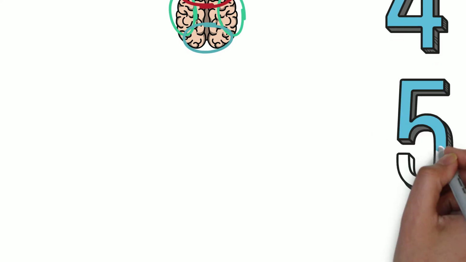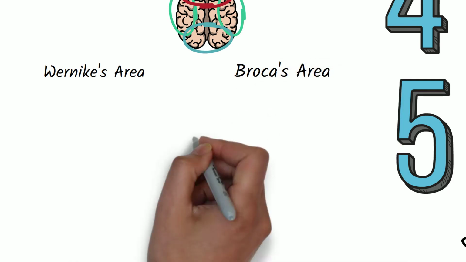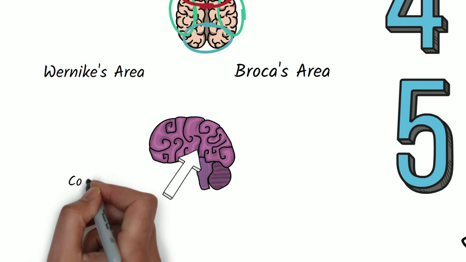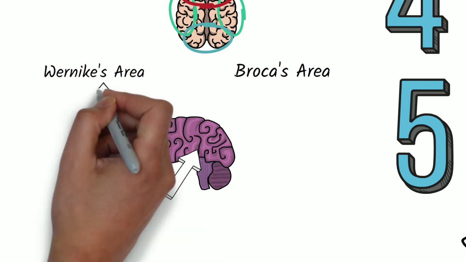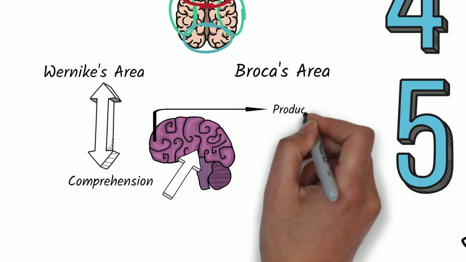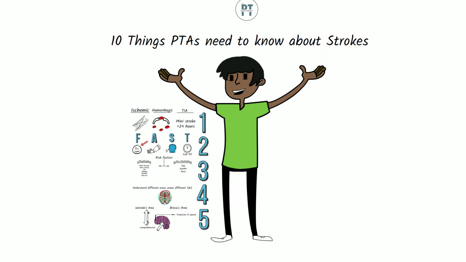Number 5 is breaking down Wernicke's and Broca's area. Wernicke's is located on the left side of the temporal lobe. This is responsible for comprehension of speech. Broca's area is located on the frontal lobe, and this is responsible for speech production. So hitting the halfway point here, those are 5 defining factors of the pathology itself.